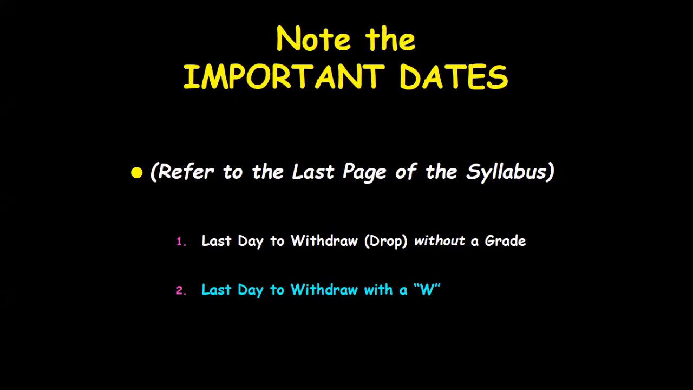And then note the important dates. Believe it or not, that's the last page, finally. You'll see the important dates. When is the last day to withdraw, really to drop the course so it doesn't even show up on your transcript? That's usually after about a week or so from day one. And then the last day to withdraw and get a W. It does show up on your transcript, but it won't affect your GPA. So note what those dates are on the last page.